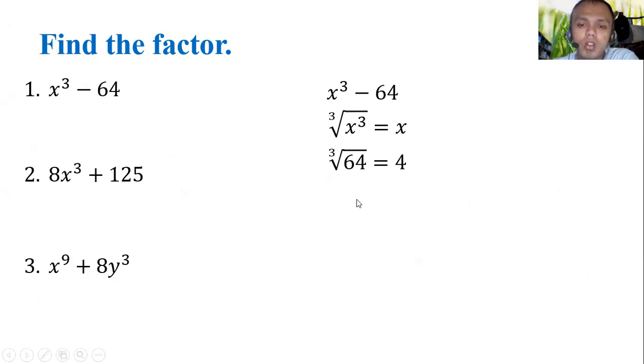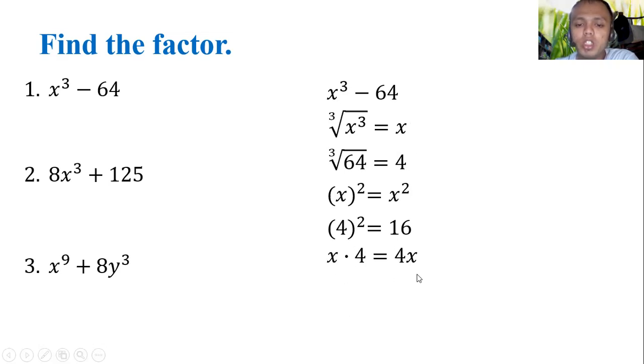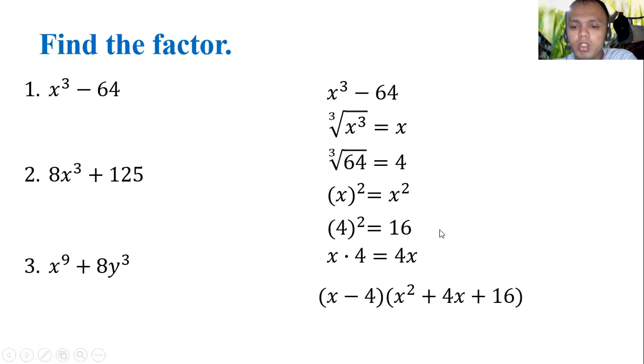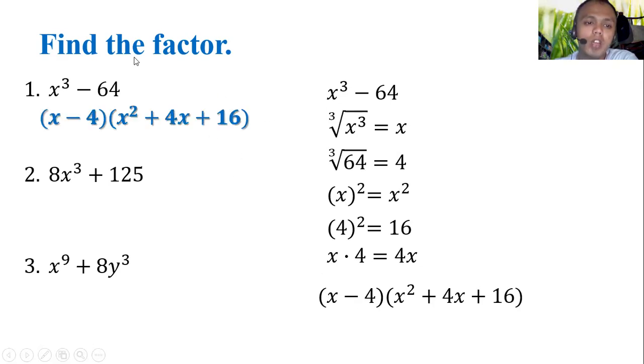Then, we enclose it in parentheses. Ay, no, later. I took a shortcut. Okay, get the square of x. We have x squared. Get the square of 4. We have 16. Then, multiply x times 4. x times 4 is 4x. Then for the first factor, x minus 4, then x squared, then 16 here, then 4x here, then all plus signs because the first is minus. So this will be our factor.